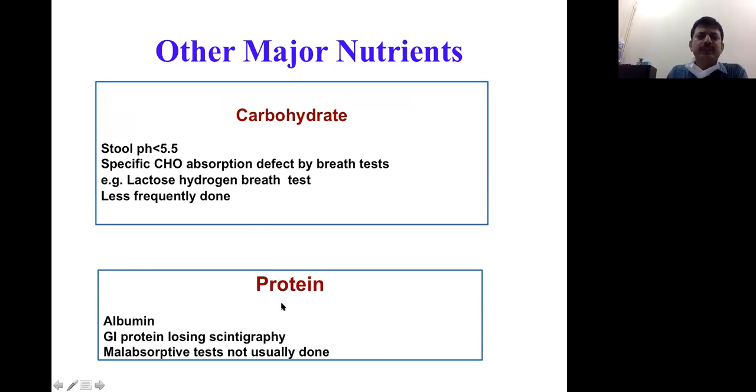For protein also, we don't check directly for malabsorption, but something like albumin, although albumin is very non-specific, there are multiple reasons for low albumin. It can also give you an idea about a low protein. For patients who are losing protein in the intestine, what we call a protein losing enteropathy, we can do a GI protein scintigraphy. But these again are tests reserved really towards the end. If we haven't found any cause, these are not done in the initial part of evaluation. So essentially for major nutrients, which are fat, carbohydrate, and protein, what we normally check for is the fat.